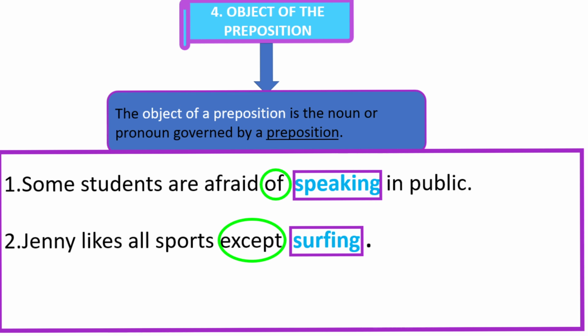Number 2, Jenny likes all sports except surfing. So in here, the preposition is "except". Please take note, "except" can function as a conjunction and can also function as a preposition. If "except" is followed by a noun, it functions as a preposition. So, in here, the preposition is "except" and the object of the preposition is surfing. Surfing is the gerund that functions as the object of the preposition.